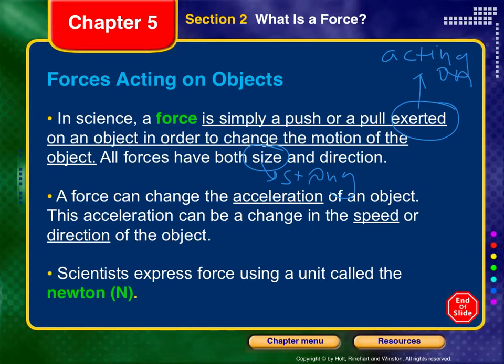So a force can change an acceleration of an object. We talked about acceleration today in class, or yesterday for others. An acceleration could be a change in the speed or direction of the object. We learned that, okay? So a force can either increase acceleration or decrease, or make an acceleration decrease or decelerate. So we organize and we measure force in newtons. That is the SI unit, okay?